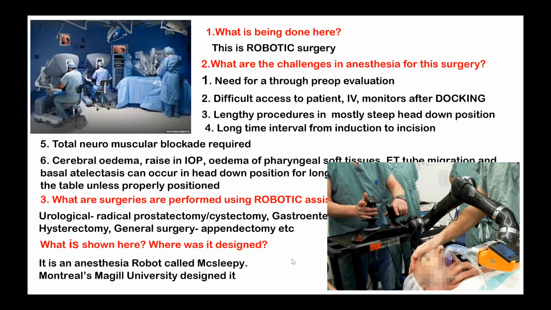Called the Nagaswamy, and a Montreal medical university designed it. They have designed it in such a way that you can intubate the patient, you can maintain anesthesia, you can just enter a few data about the patient. It will take care of everything, everything will be monitored. You can just sit and watch your WhatsApp. Okay? So that is going to be the future.